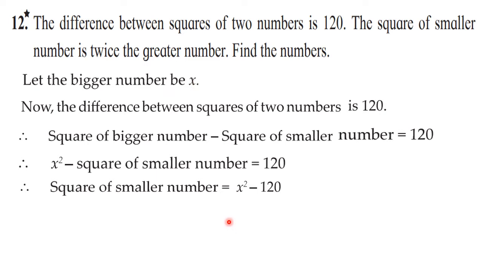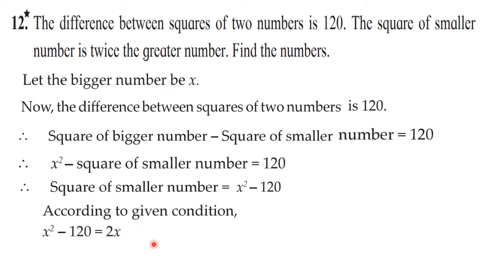Now from this we can write down the equation easily. According to the given condition, x square minus 120 means the square of smaller number, equal to, and twice the greater number means 2x. Now let us write it in the standard form. So we can write it like this: x square minus 2x minus 120. So this will be our standard form.